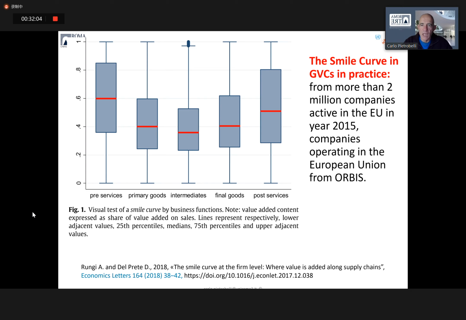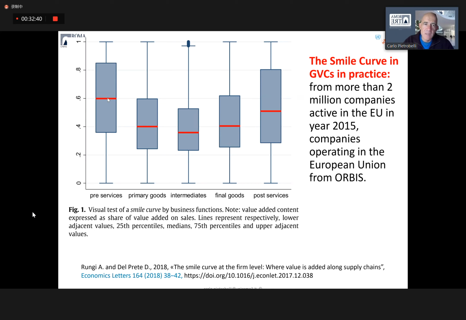They actually used a big data set, the Orbis data set on European companies. They managed to get access to data on over 2 million companies. They managed to split companies' activities and slice their activities according to different functions along the value chain, from the pre-services, primary goods, intermediates, final goods, and post-services. And they managed to calculate the value added of each of these segments.